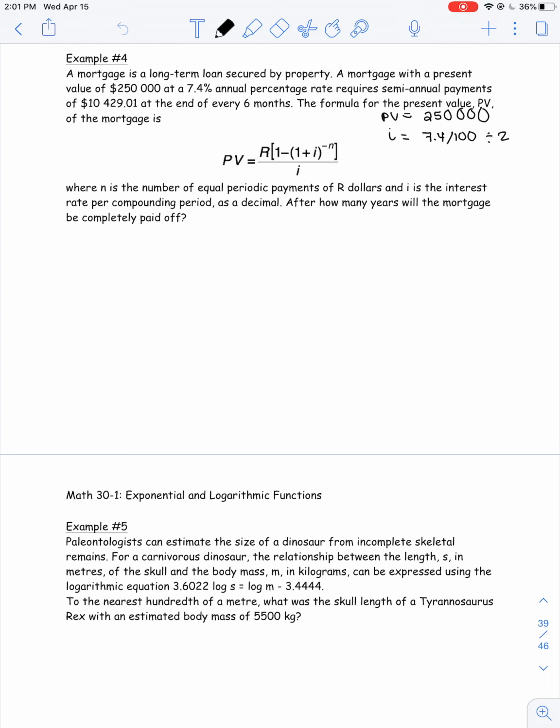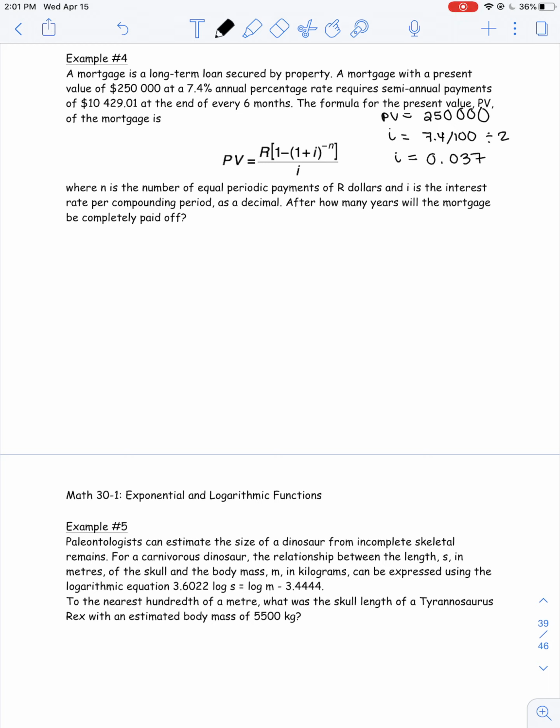So 7.4 divided by 100 in your calculator, and then divide by 2, you get that your I value should be 0.037. So that's what we're filling into the equation. And then our n, we're going to have to be careful because our n value eventually, when we solve for it, is currently in semi-annual periods. So we're going to have to convert it into years later on. So that's something we have to consider.